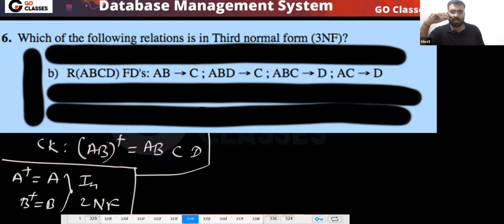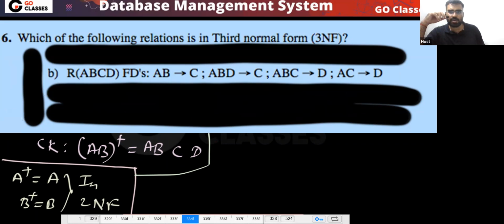Now, why is this in 2NF? Is this clear to everyone? Please tell me. This is in 2NF because this can never happen: a subset of a candidate key determining a non-prime attribute can never happen.